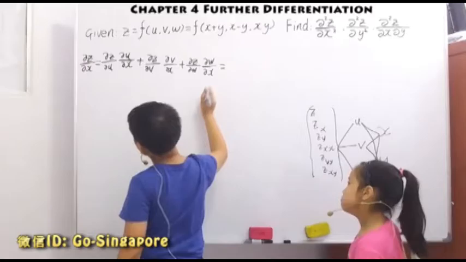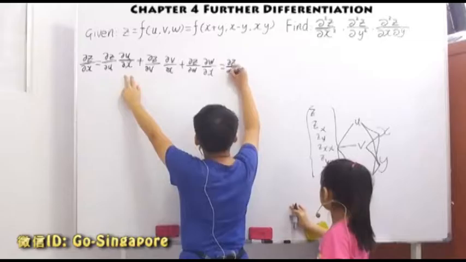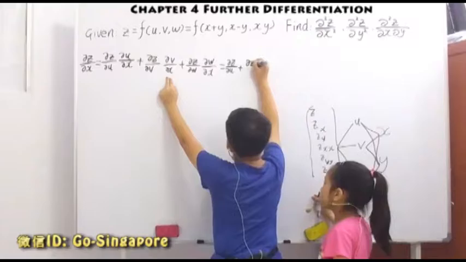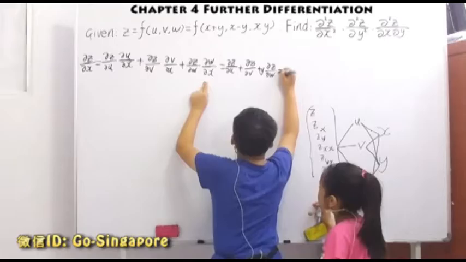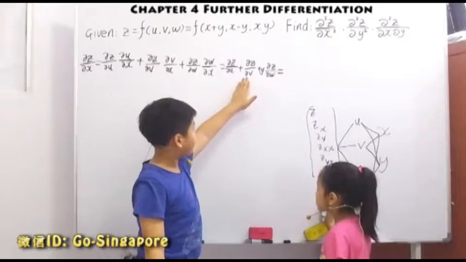For this is actually a 1. This is also a 1. 1, 1, why? So like this, then we can say that this is F1, F2, F3. Okay.